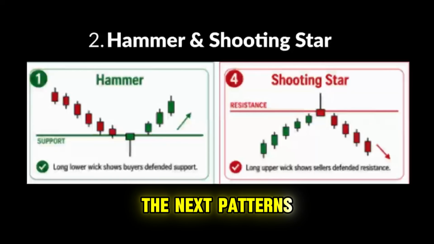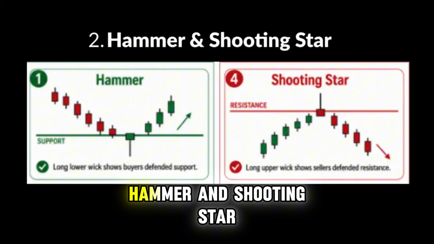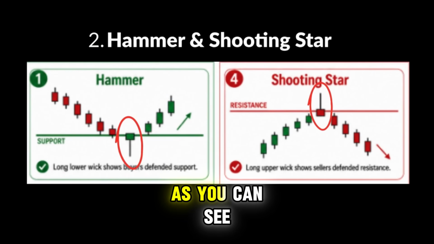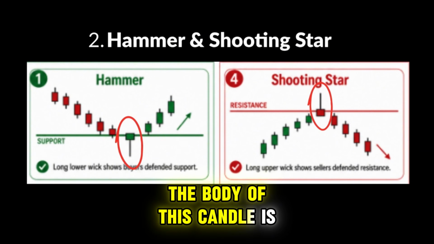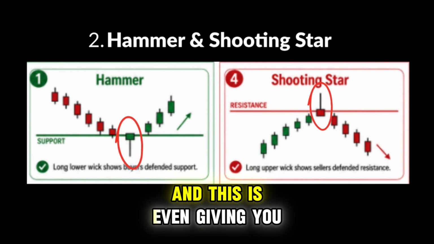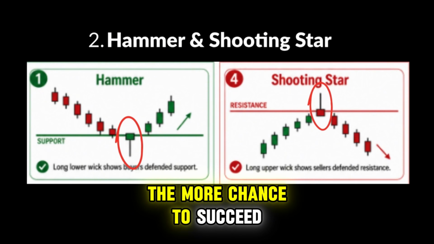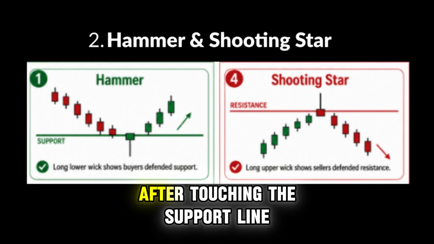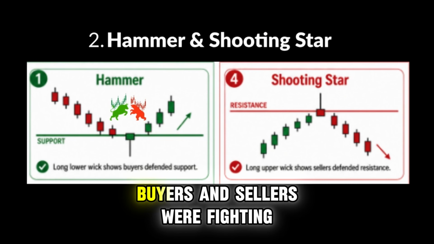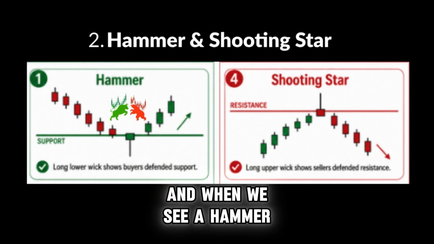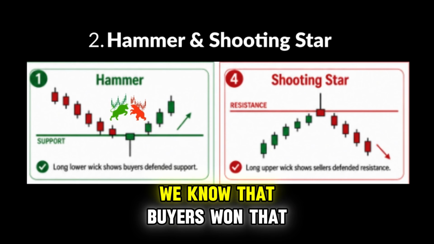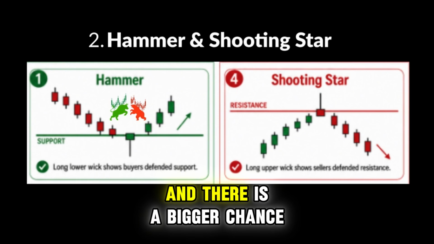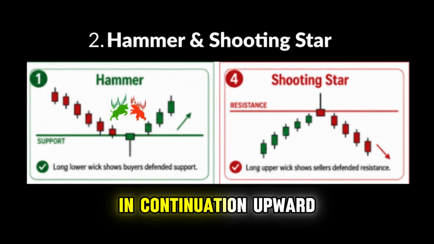The next patterns we use for this strategy are the hammer and shooting star. As you will see, the body of this candle is a little bigger, and this gives you even more chance to succeed in this trading. You could clearly see that after touching the support line, buyers and sellers were fighting, and when we see a hammer, we know that buyers won that fight and there is a bigger chance of continuation upward.